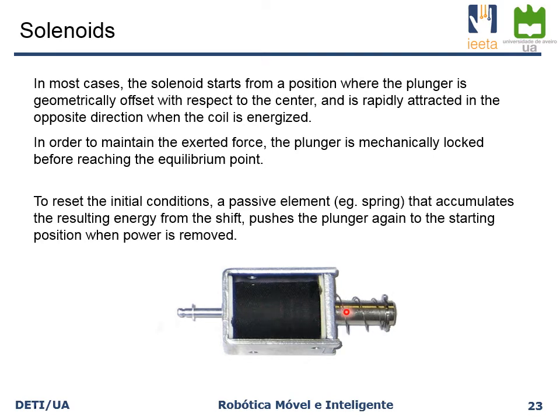To reset initial conditions, normally what we do is add a spring. The spring will absorb energy when the plunger is pulled in, and whenever you release the current, the spring will pull the plunger out again to its initial conditions.